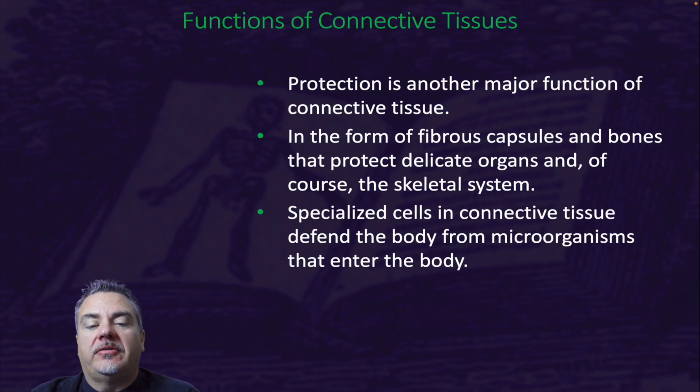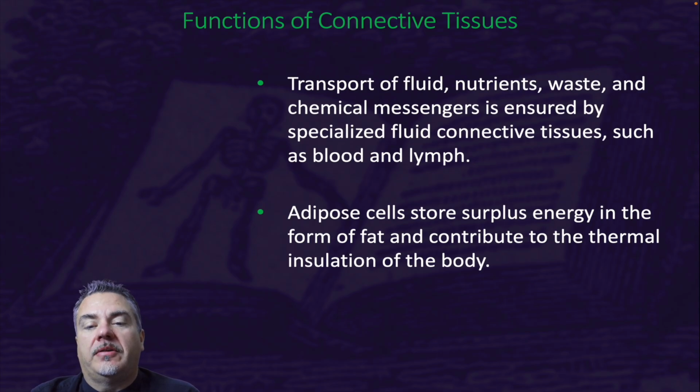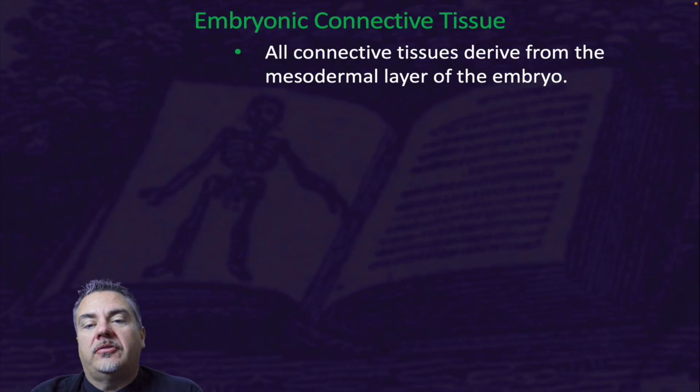Specialized cells in connective tissue defend the body from microorganisms that enter the body. Transport of fluid, nutrients, waste, and chemical messengers is ensured by specialized fluid connective tissues such as blood and lymph. Adipose cells store surplus energy in the form of fat and contribute to the thermal insulation of the body. All connective tissues derive from the mesodermal layer of the embryo.